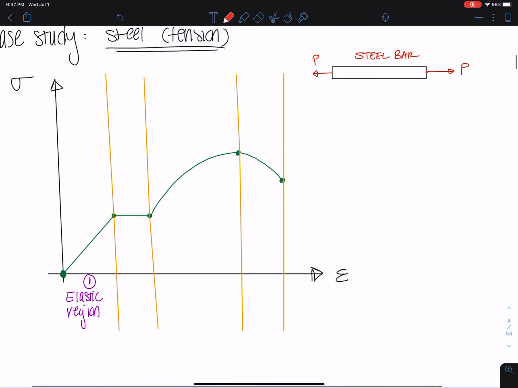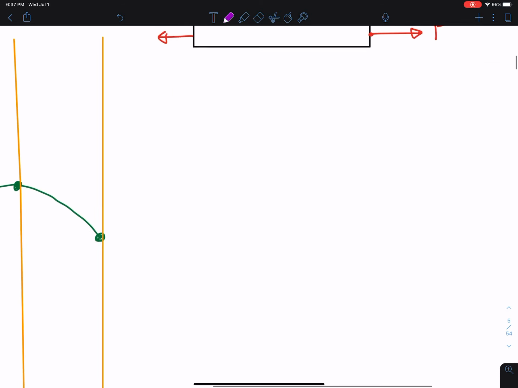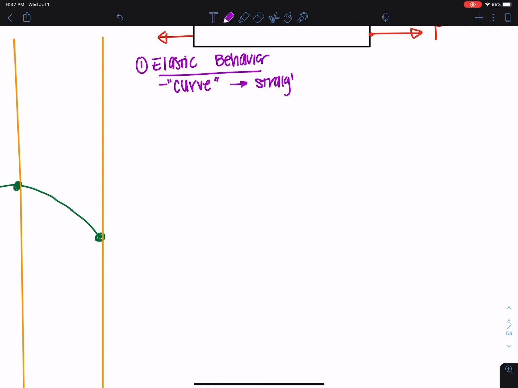Okay, so here I'm going to write some notes about elastic behavior. So straight line, kind of doesn't make sense, but the curve is actually a straight line, which means that stress is proportional to the strain. We call this region linear elastic, and this is a very important term that you'll see in a lot of other classes.